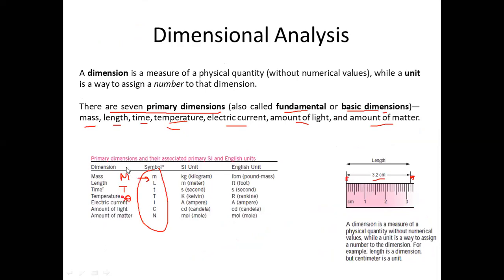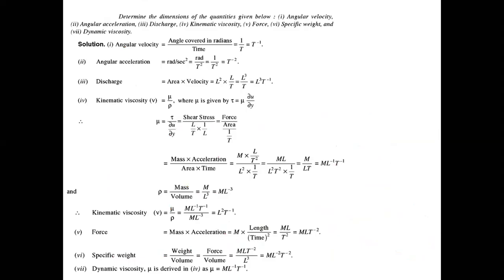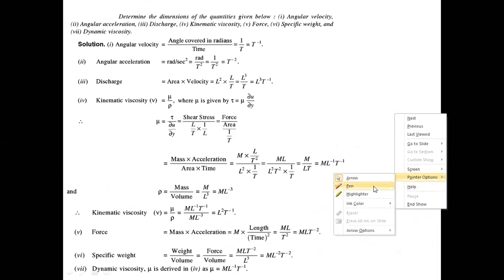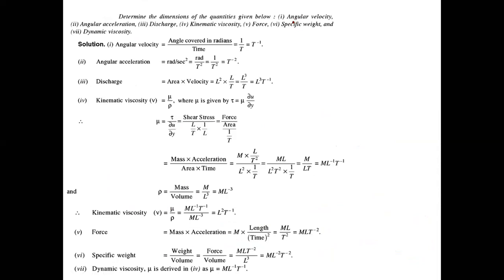Okay, sir. All right. This is one example also, and it will be clear to you. Let's try to understand this example. In this example, there are certain derived dimensions.